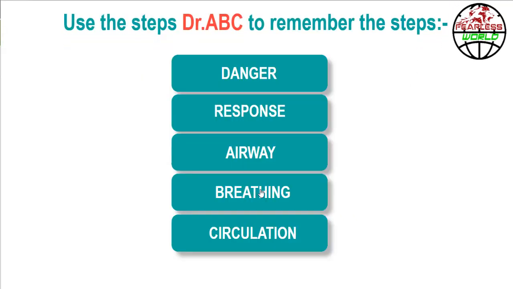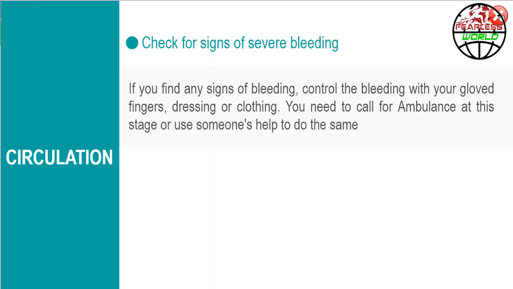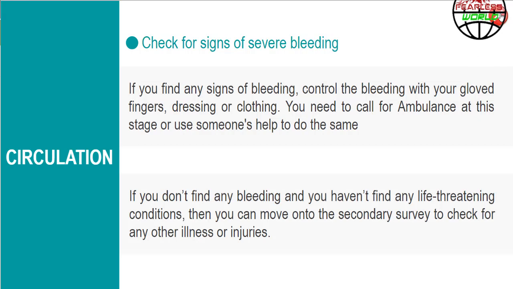Check for signs of any severe bleeding. If you find any signs of bleeding, control the bleeding with your gloved fingers, dressing, or clothing. You need to call for an ambulance at this stage or use someone's help to do the same. At the same time, treat them to reduce the chance of going into shock. If you don't find any bleeding and you haven't found any life-threatening conditions, then you can move on to the secondary survey to check for any other illness or injuries.